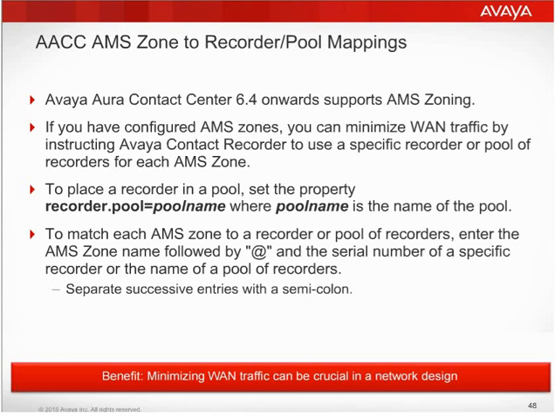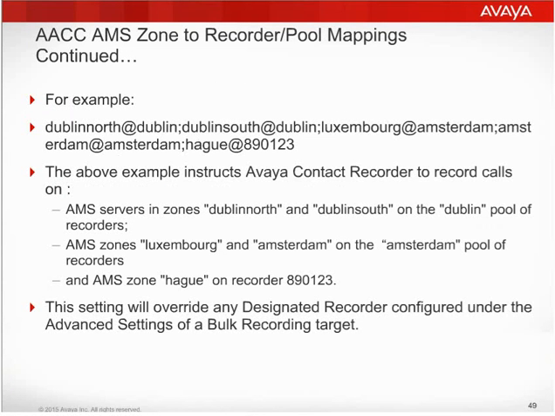New to ACR 12.1 is support for AMS zones in AACC deployments. This allows ACR administrators to configure a recorder or pool of recorders to work with a specific Avaya media server zone to minimize WAN traffic. Here are a few examples of ACR property file settings which map ACR recorder pools to AMS zones. Use the AMS zone name followed by the associated ACR pool name to ensure recording takes place at a specified location.